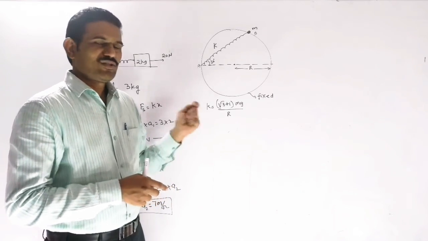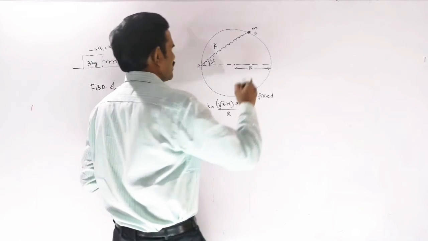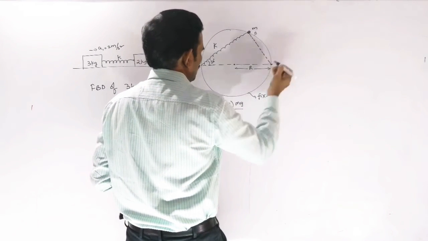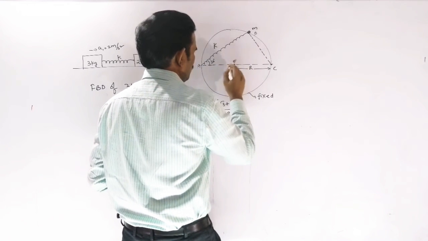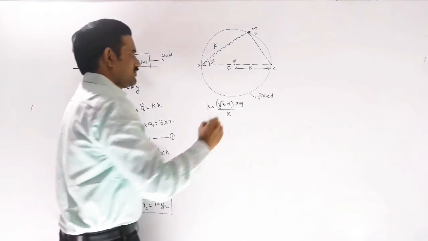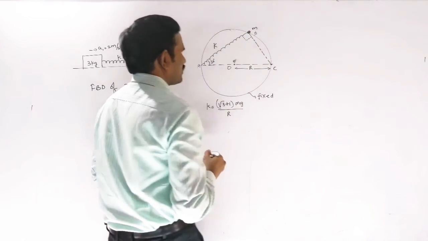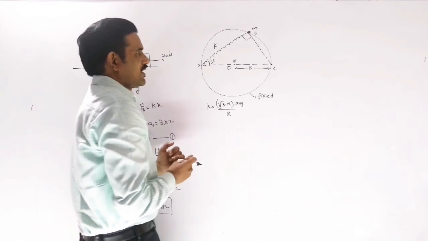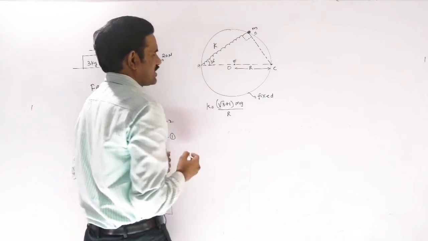The natural length of the spring is known to us. Now let us calculate the distance between A and B here. I am taking another point here, let us take this as C, and this is the center, I am taking it as O, right? Now you can calculate this distance here. That angle is in a semicircle, so that angle will be 90 degrees, and this is 30 degrees, and we can find this AB distance here.